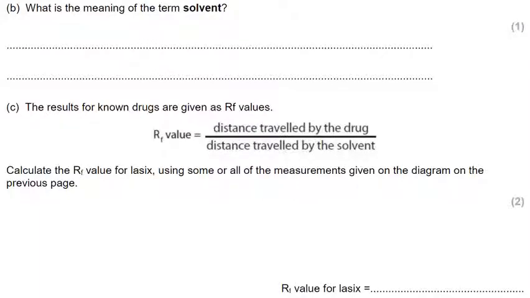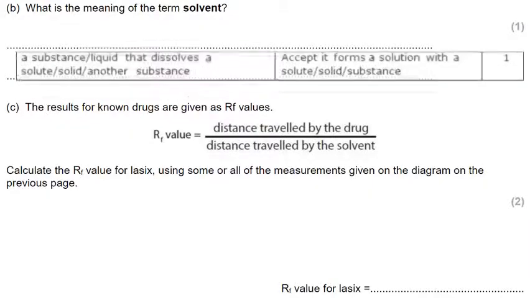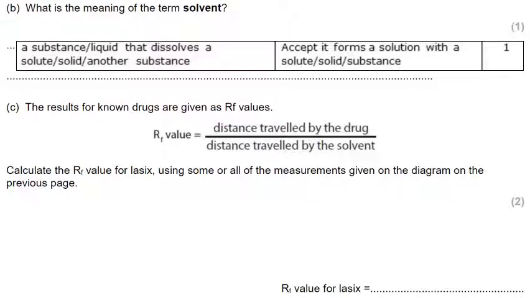B, what is the meaning of the term solvent? This one's an easy one. Solvents are substances that dissolve a solute, solid, or another substance. It also forms a solution with a solute.